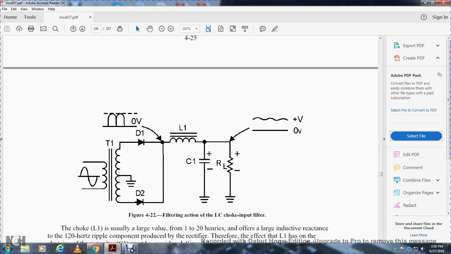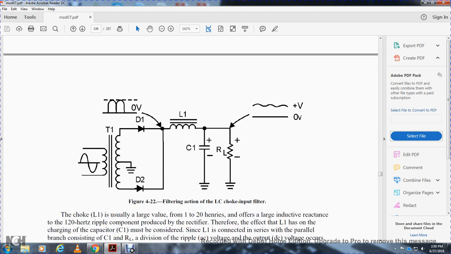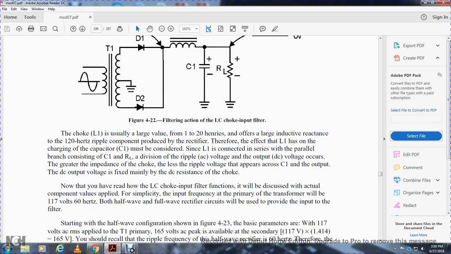Figure 4-22 shows filter action with the inductance-capacitor choke input filter: transformer 1 winding, sine wave AC, diodes 1 and 2, the DC inductor, capacitor 1, and resistor load 1. The choke, L1, the inductor, uses a large value from 1 to 20 henries. A large inductance reduces the 120 hertz ripple component from the rectifier. Therefore, the effect of the inductor on the charging of capacitor 1 must be considered.